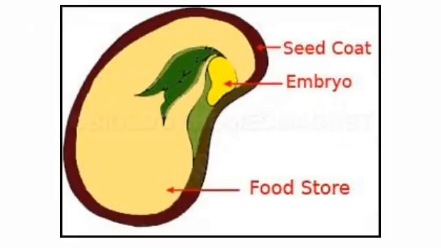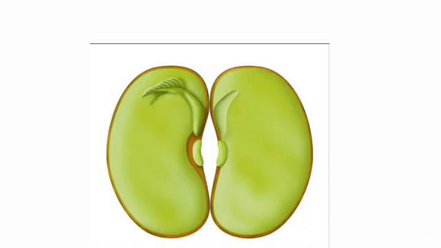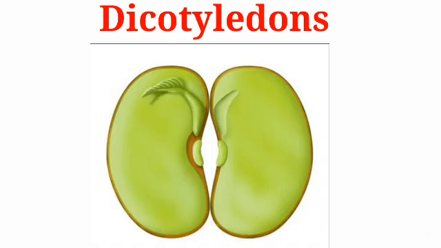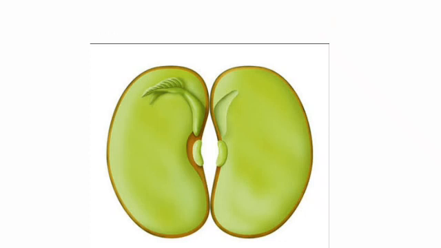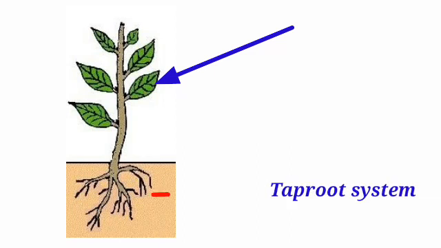The seed contains an embryo enclosed in a protective seed coat. Based on the number of cotyledons in the seed, flowering plants have been divided into two groups, namely dicotyledons and monocotyledons. Dicotyledons have seeds with two cotyledons. Example, pea, castor. They have leaves with netted venation and taproot system.